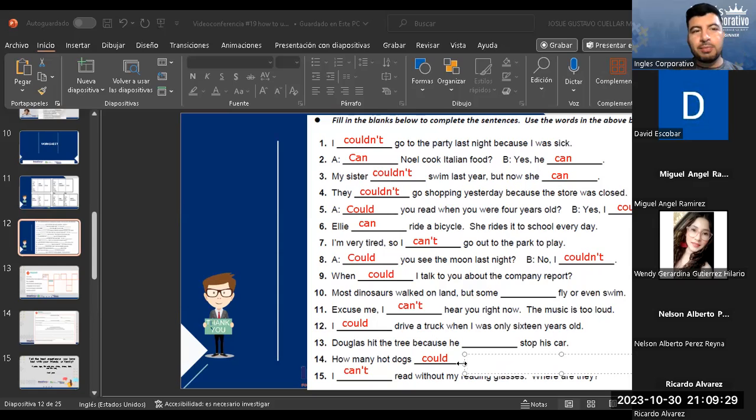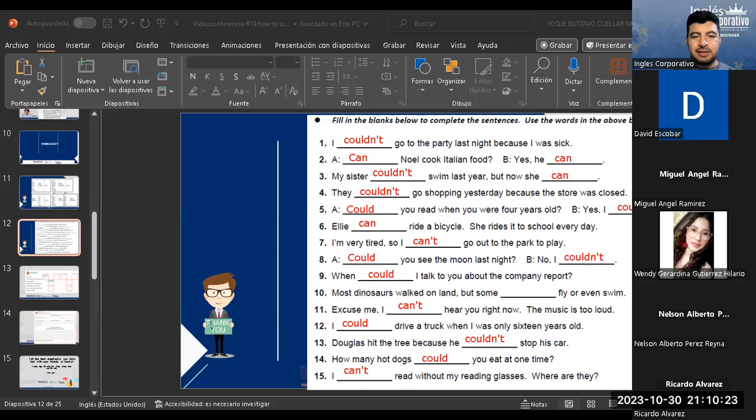Thank you. Very nice. Aquí hay un verbo que es bien confuso. Y voy a darles un ejemplo. El verbo hit significa golpear. Y es un verbo irregular. Cuando lo queremos usar en pasado, este hit se dice igual que put. Entonces golpeó el árbol. Douglas golpeó el árbol porque él no pudo detener el carro. Hit, put, son de los verbos que no cambian en presente y en pasado. Son bien extraños. Okay. But thank you. Very nice.